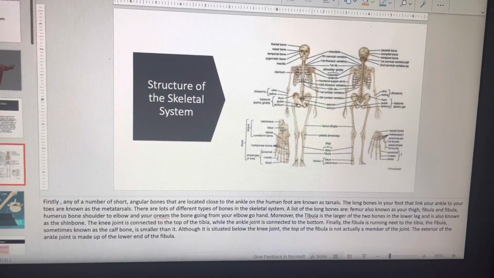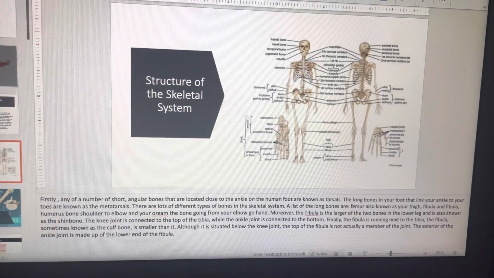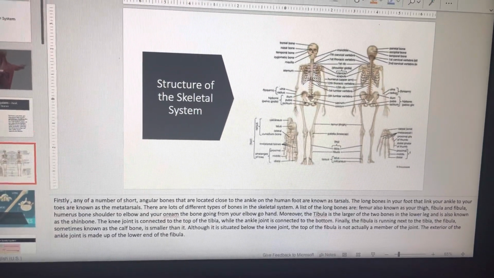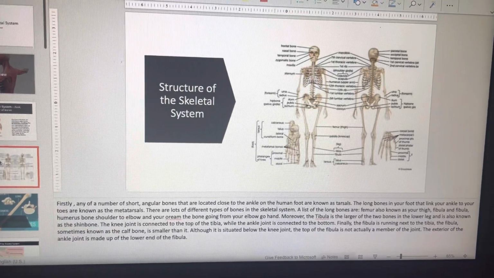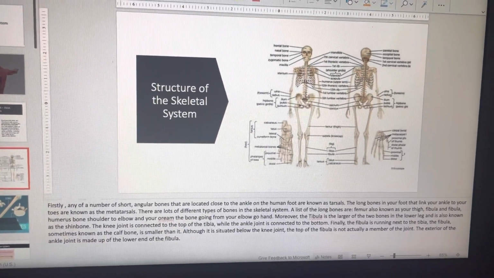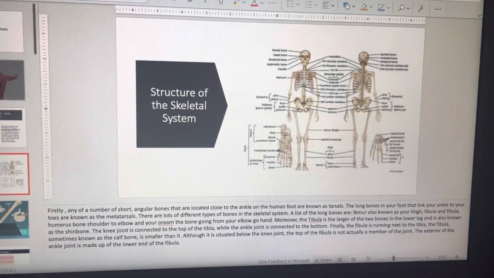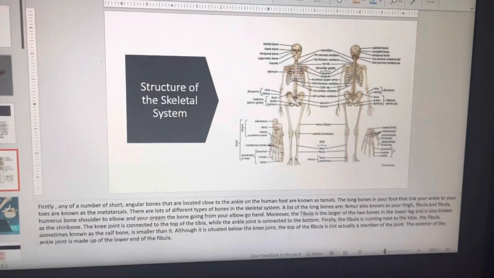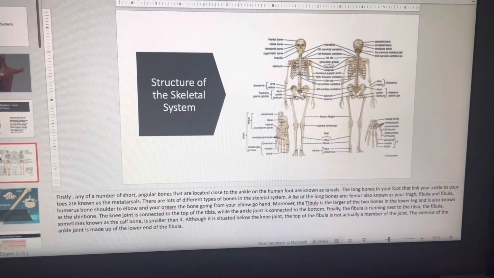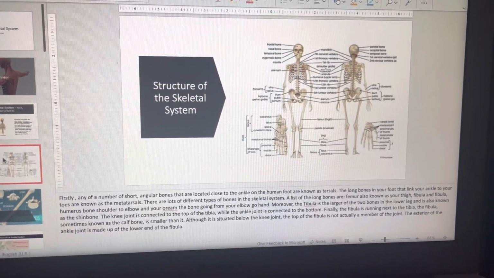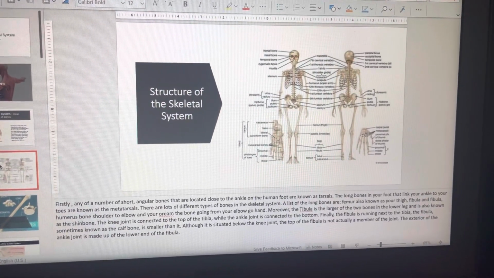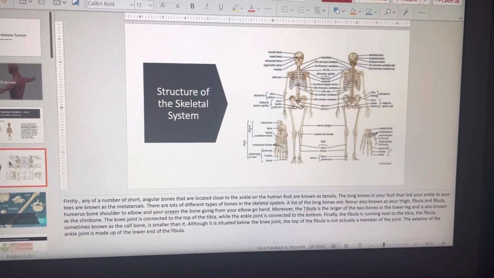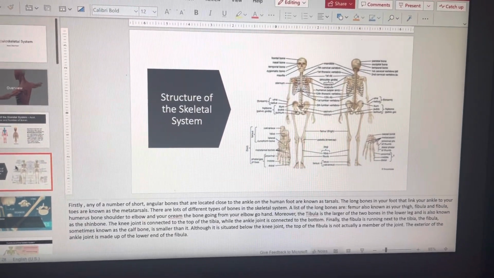Moreover, the tibia is the larger of the two bones in your lower leg and is also known as the shin bone. The knee joint is connected to the top of your tibia, while the ankle joint is connected to the bottom. Finally, the fibula is running next to the tibia, and the fibula, sometimes known as the calf bone, is smaller than it. Although it is situated below the knee joint, the top of the fibula is not actually a member of the joint. The exterior of the ankle joint is made up of the lower end of the fibula.